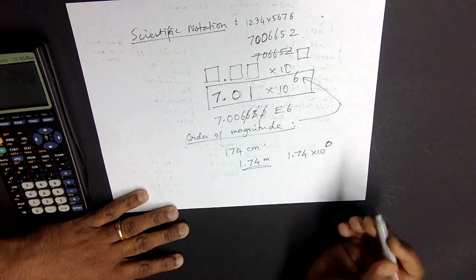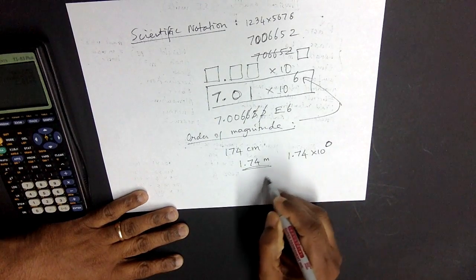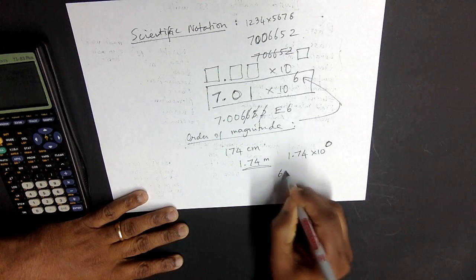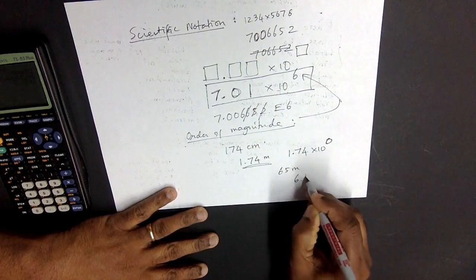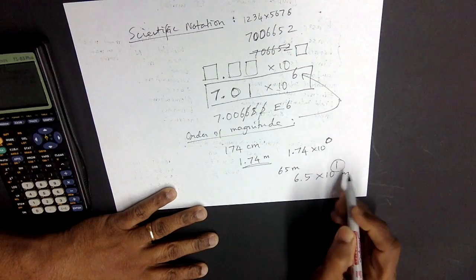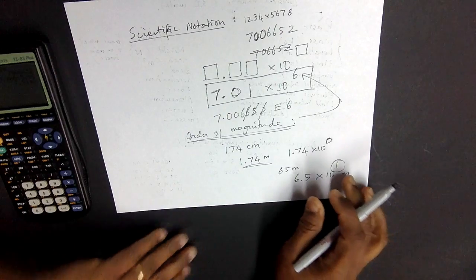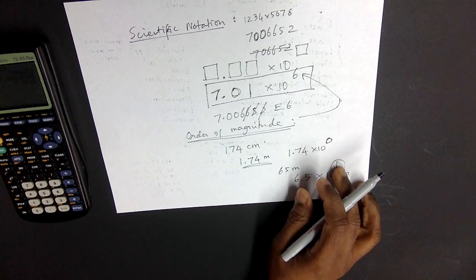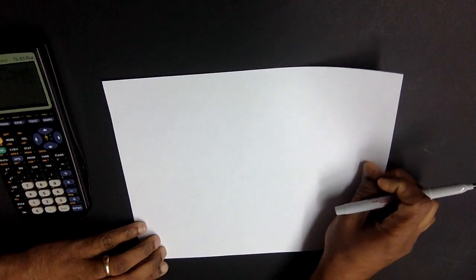Another example: let's take a building. If the building has a height of say 65 meters, how do you express it in scientific notation? We write it as 6.5 times 10 to the power of 1 meter. So the 1 is the order of magnitude. I hope you understand what order of magnitude is. Okay.